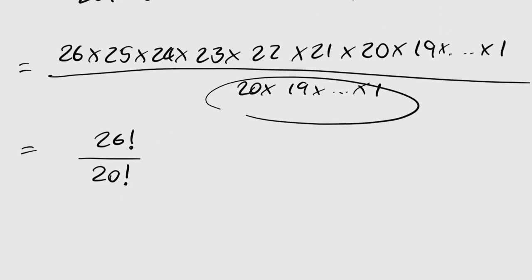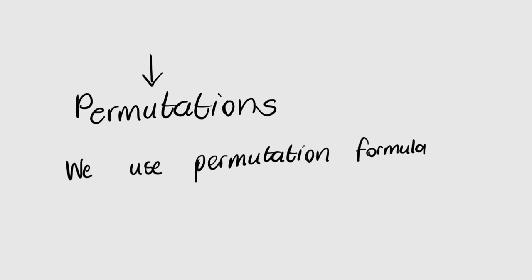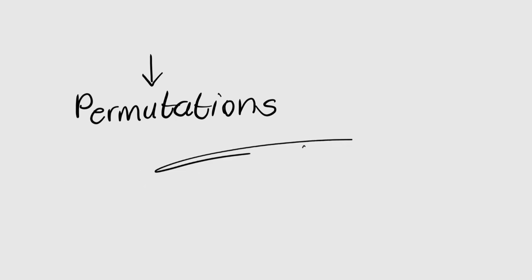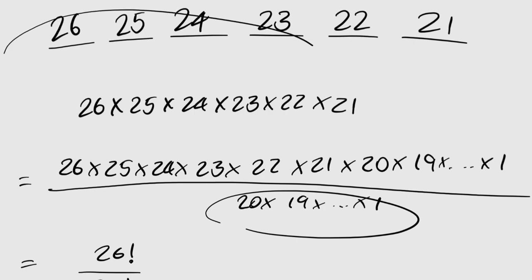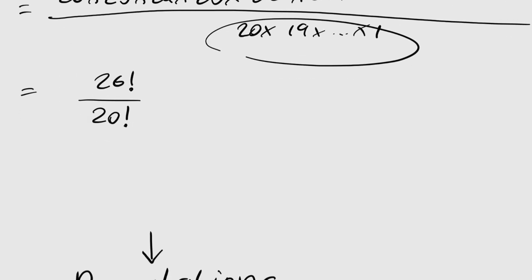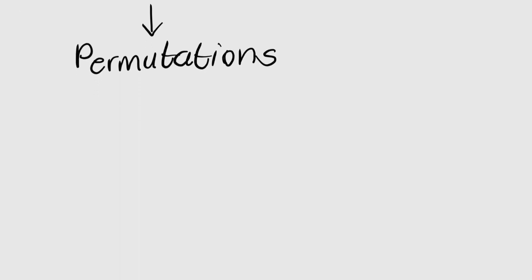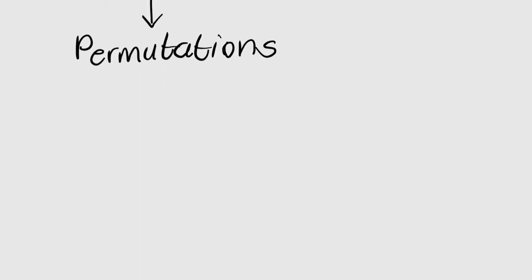And this brings us to permutations. So this is an example of a permutation. A permutation is used in a case where, firstly, things cannot be repeated. Yes, you use the permutation formula. I'll show you what the permutation formula is now. It's used when things cannot be repeated and when the order of the things matters.